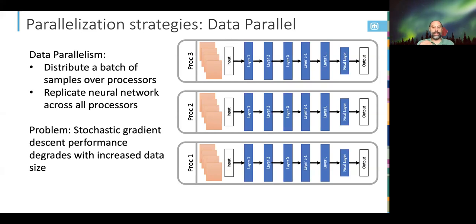So in this way, you're able to distribute the data across all kinds of processors and get parallelism. The problem with this is that for stochastic gradient descent, the performance can degrade as your batch size gets too large. And so that can cause an issue from the numerics perspective. And so you can only really get limited parallelism out of this approach.